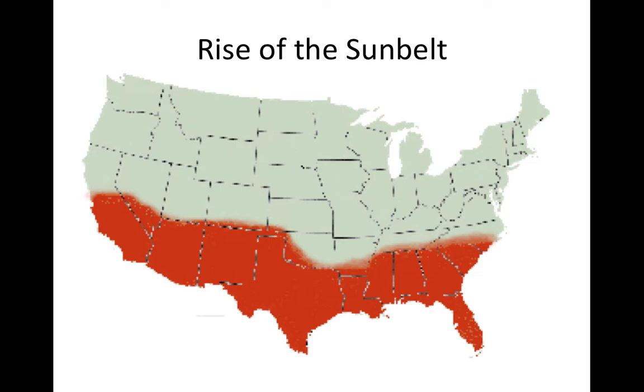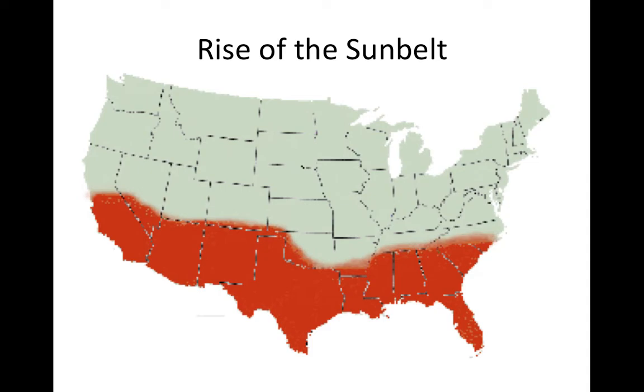In the red are those southern and western states that saw a gain in population after World War II. By population, in 1950, California was the size of Pennsylvania. Florida was 21st. Now, California is, of course, by far the most populous state, and Florida is 4th.